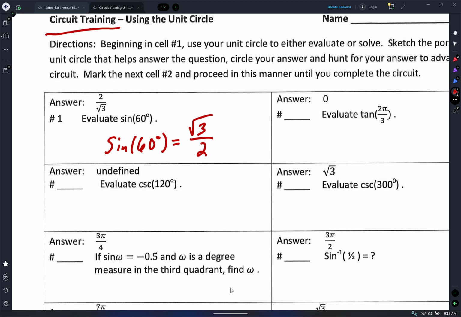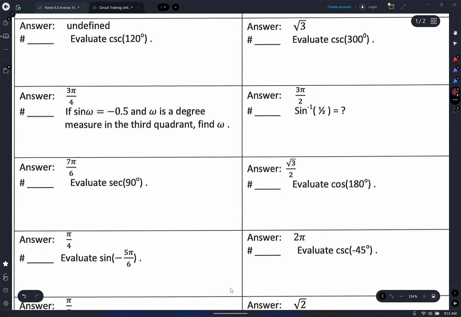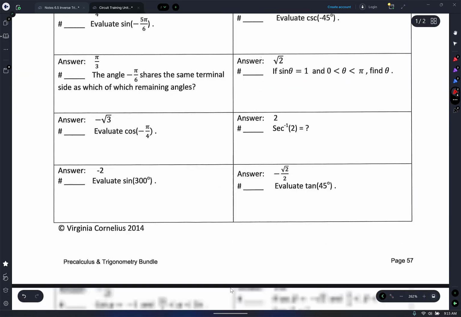That is the answer to the next one. Cool or not cool? So I look for square root of 3 over 2. Do you guys see the next one? What am I going to call that? Number 2. It says evaluate cosine of 180. So I write cosine 180 degrees. Cosine of 180, what was it? Try not to use a calculator, guys. Negative 1. Yeah, use your unit circle, you can use your notes. And now I look for negative 1.